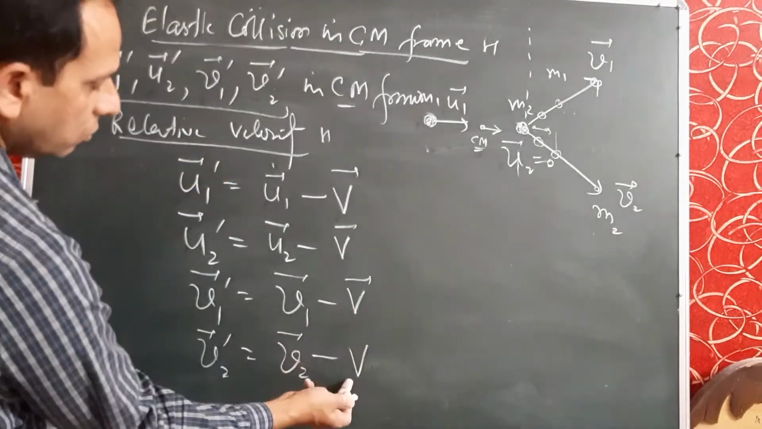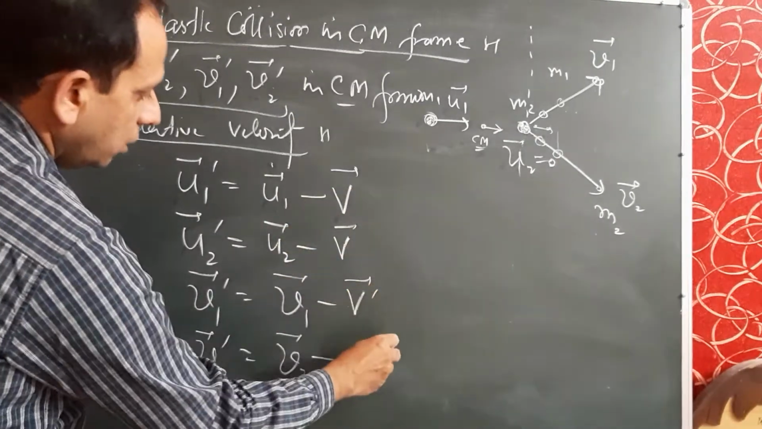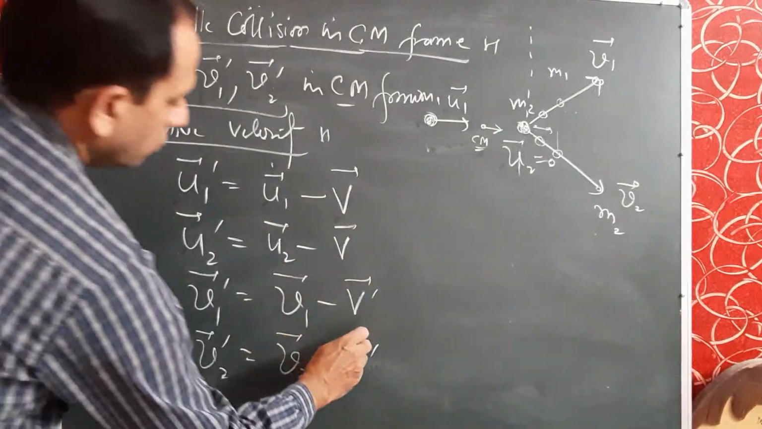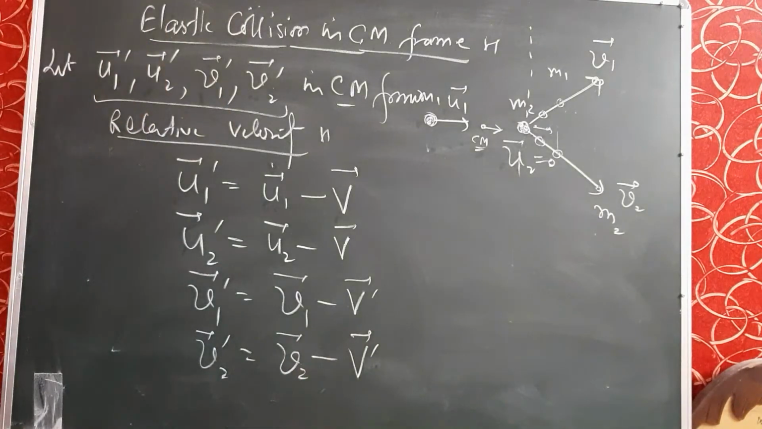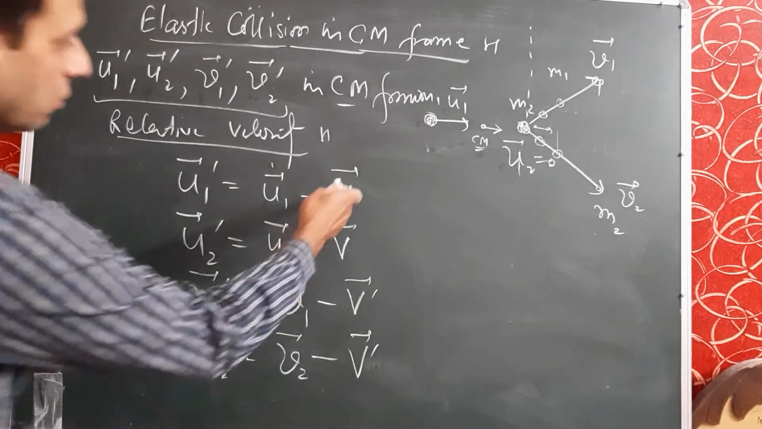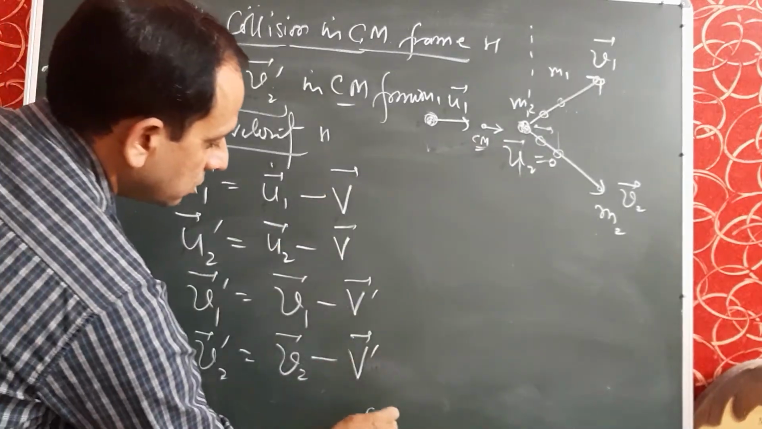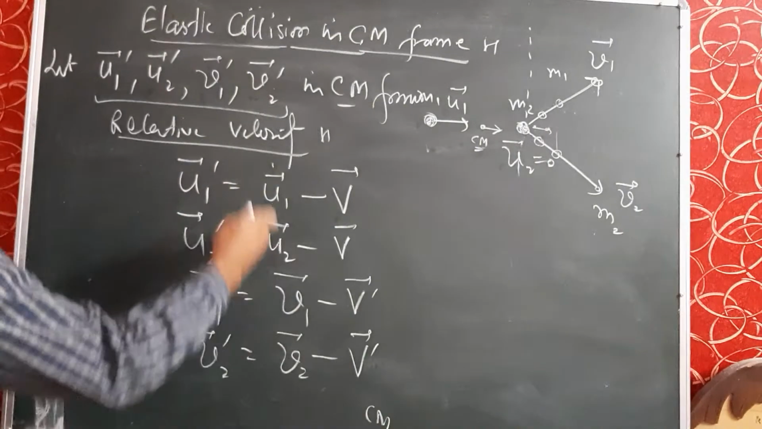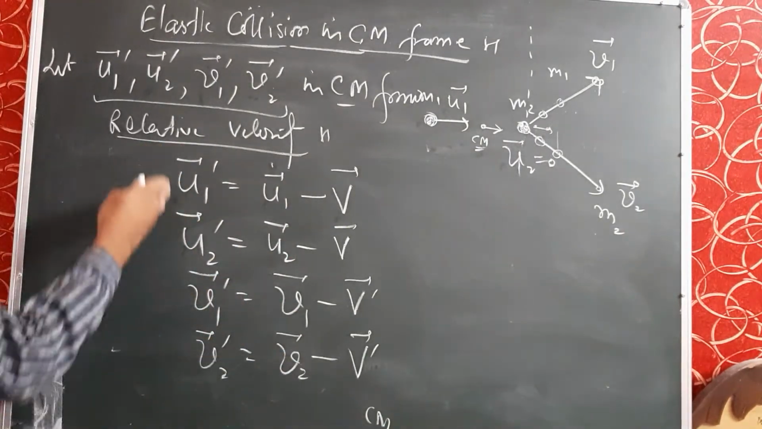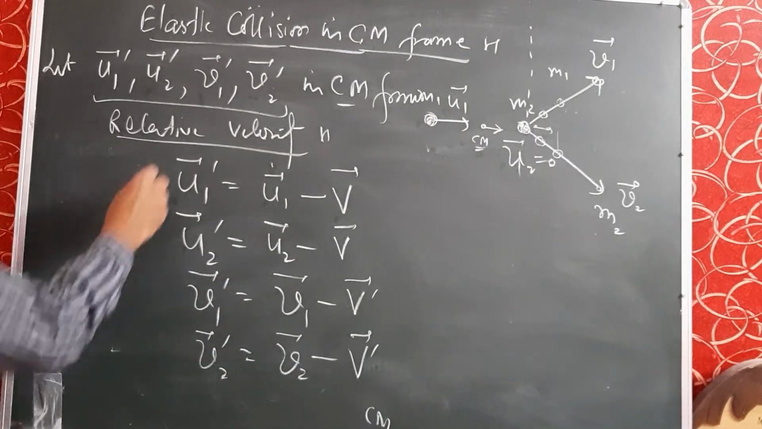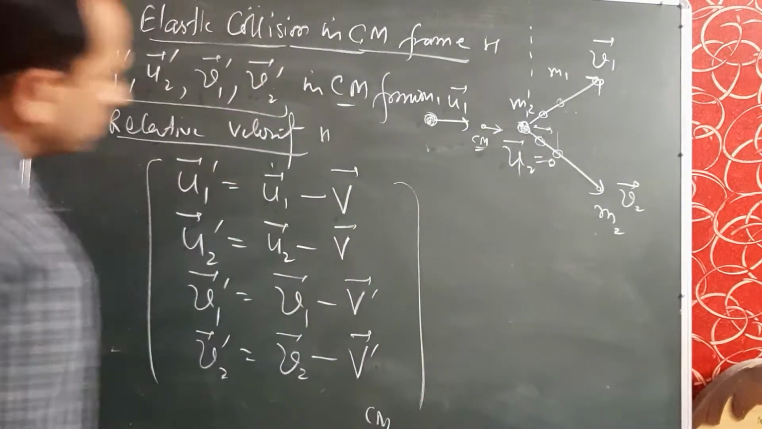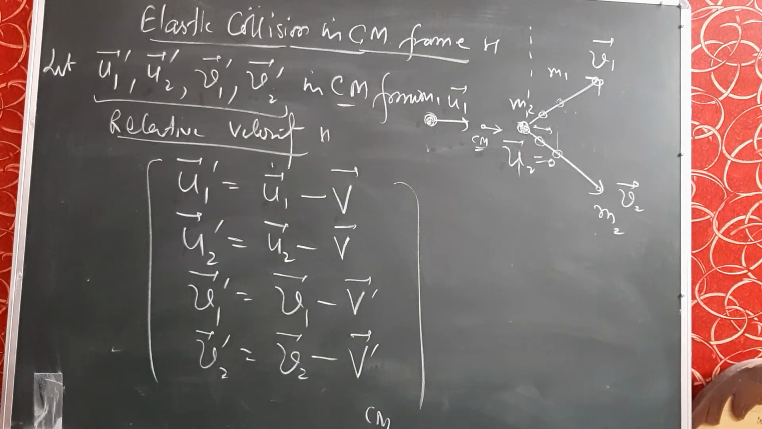So this v, the velocity of center of mass, may be written as v dash, but in magnitude you know that v and v dash are both the same. So these are the velocity of center of mass, these are the velocities of particles in the lab frame, and these are the velocities of particles in the center of mass frame. So this is a set of 4 equations which correlate the velocities of particles in both the center of mass frame as well as in the lab frame.